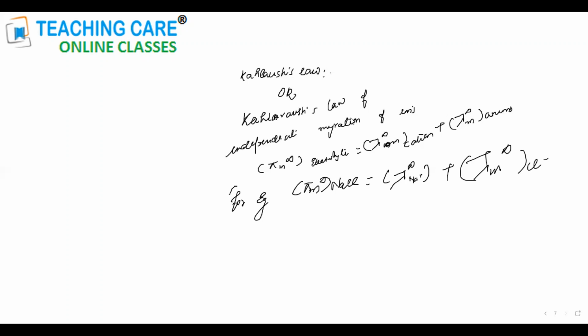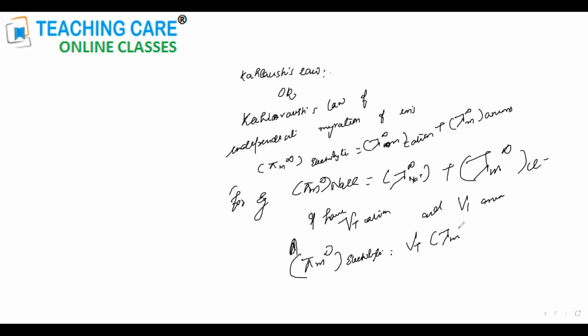So, if the electrolyte gives v-plus cations and v-minus anions, then the molar conductivity of the electrolyte can be written as v-plus times the molar conductivity of cations, plus v-minus times the molar conductivity of anions.